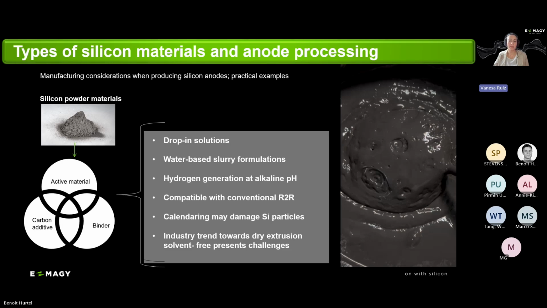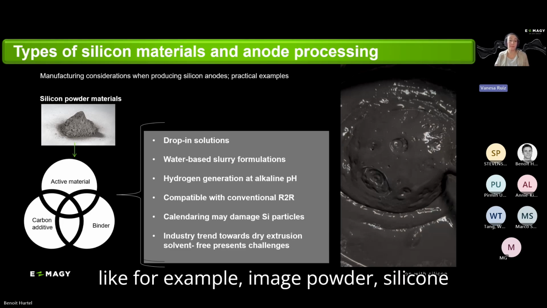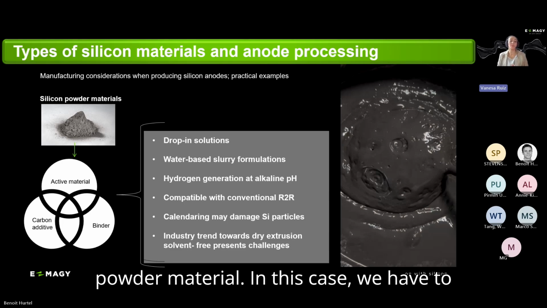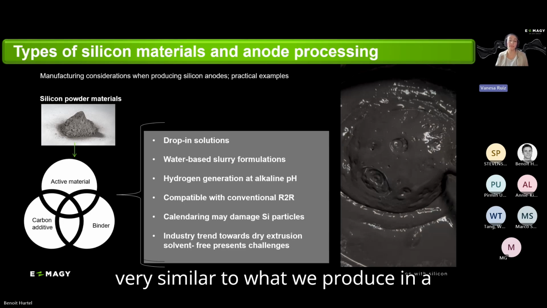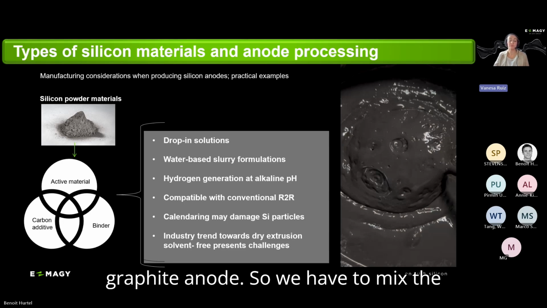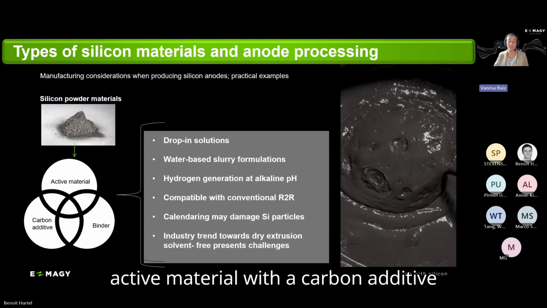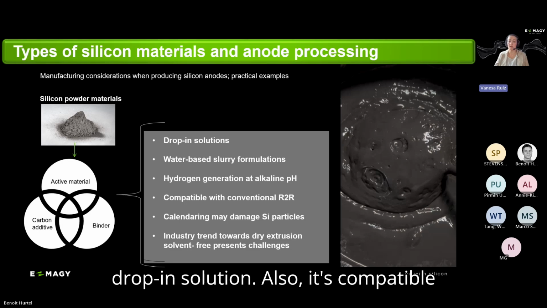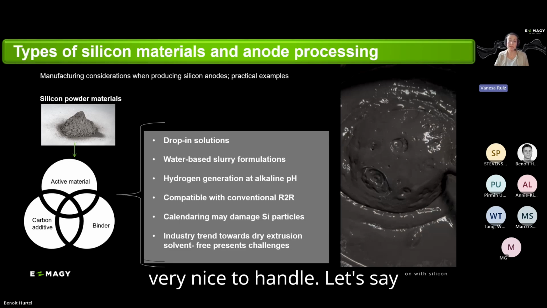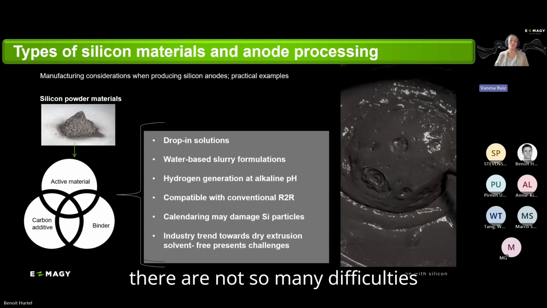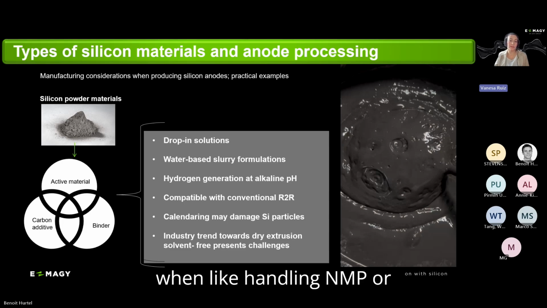And then I will present the case of using powder-like materials, like for example, silicon powder material. In this case, we have to proceed in producing a slurry, which is very similar to what we produce for a graphite anode. So we have to mix the active material with a carbon additive and a binder. So this is considered a drop-in solution. Also, it's compatible with water-based formulation, so this is very nice to handle. Let's say there are not so many difficulties as when handling NMP or otherwise.